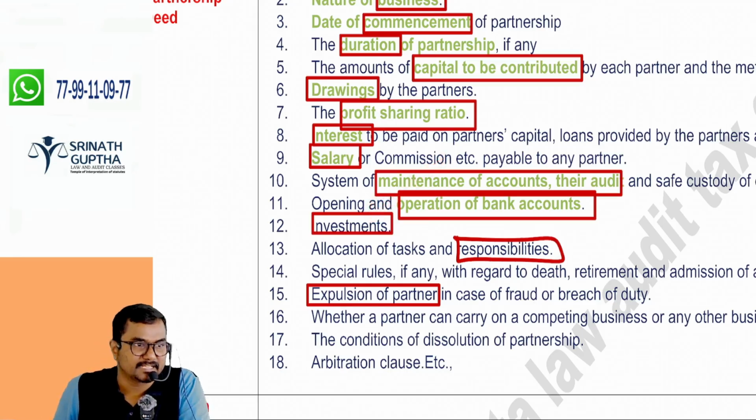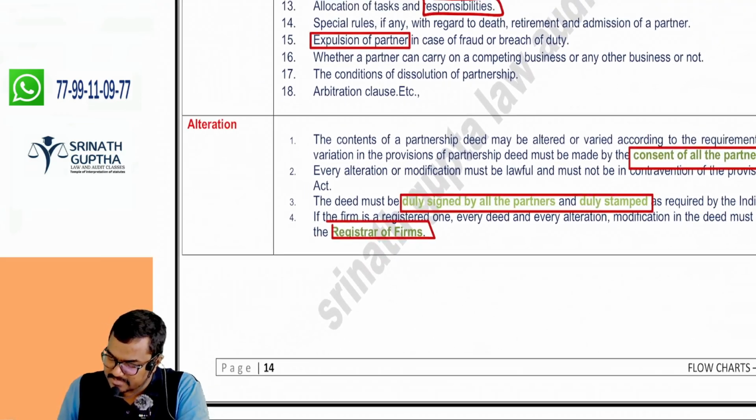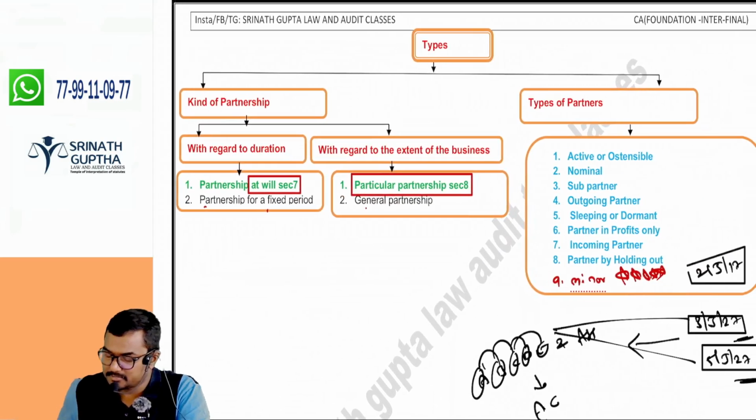Done. So can we alter this? Yes, with the consent of all the partners. After alteration of the partnership deed, it should be filed with the Registrar of Firms. Then types of partners, types of firms.